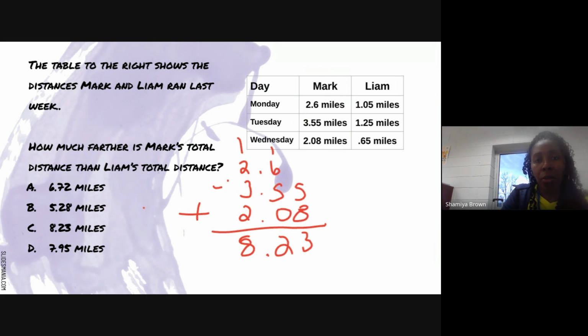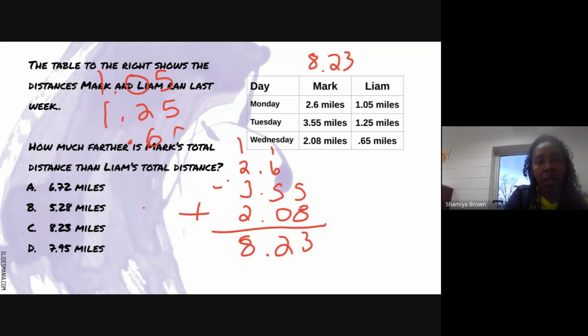So Mark's total distance is 8 and 23 hundredths. Now I'm going to add up Liam's totals to get the total distance for him. So I have 1 and 5 hundredths, 1 and 25 hundredths, and 65 hundredths here. So I'm going to add all that up.